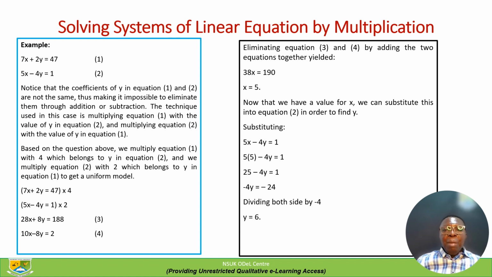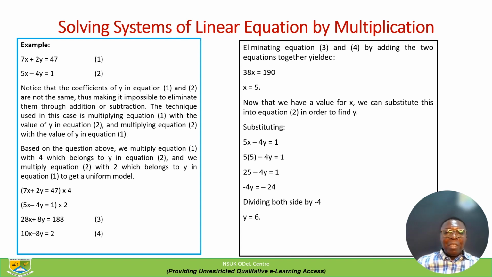So eliminating y by adding equation 3 and 4 together yields 38x equals 190. If you divide 190 by 38, it will give you x equals 5. Now that we have a value of x, we can substitute this into equation 2 in order to find y.